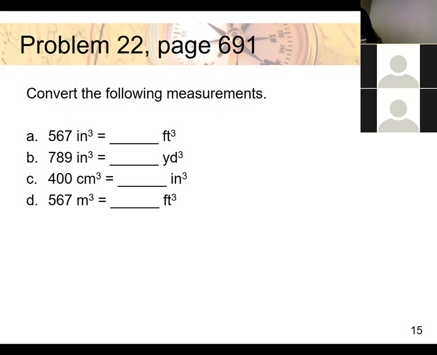All right, in this case, we've got 400 cubic centimeters, and we want to convert that into cubic inches.